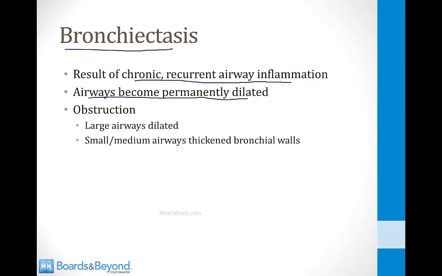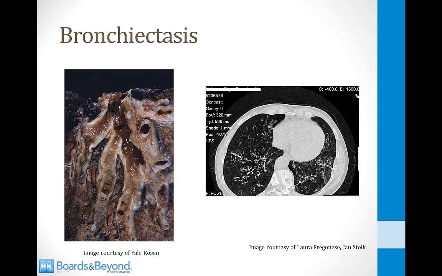Now, it seems counterintuitive that when the airways are stretched and dilated, you should have obstruction to flow. But the reason is that even though the large airways are dilated, the small and medium airways have thickened bronchial walls, and most of the bronchial tree is small and medium airways. So the predominant physiologic effect is obstruction, even though when you look at the lungs, what you see are dilated airways.